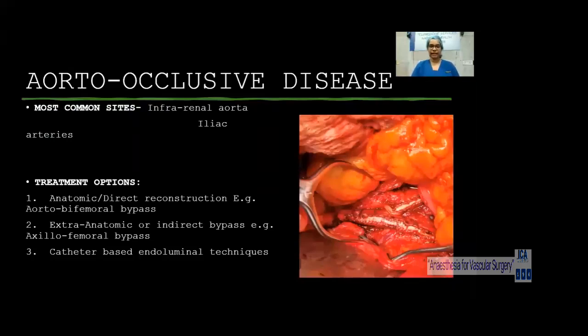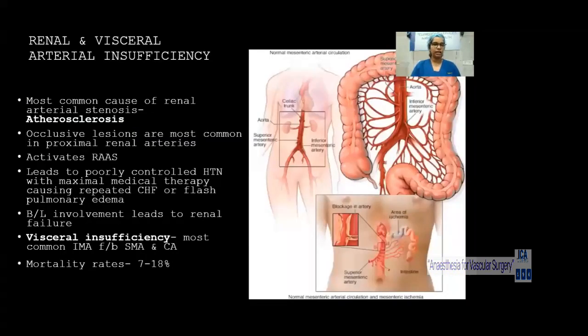In aorto-occlusive diseases, the most common site is the infrarenal aorta and the iliac arteries. The treatment options are anatomic repair like aorto-bifemoral bypass, extra-anatomic repair like axillofemoral bypass, and catheter-based endoluminal techniques. Renal and visceral artery insufficiency is most commonly caused by atherosclerosis. The occlusive lesions are most common in proximal renal arteries, which activates the renin-angiotensin-aldosterone system, leading to poorly controlled hypertension even with maximal medical therapy, causing repeated congestive heart failure or flash pulmonary edema. Bilateral involvement of the renal artery leads to renal failure. Visceral insufficiency is most commonly seen in the inferior mesenteric artery, and the mortality rates are 7 to 18%.